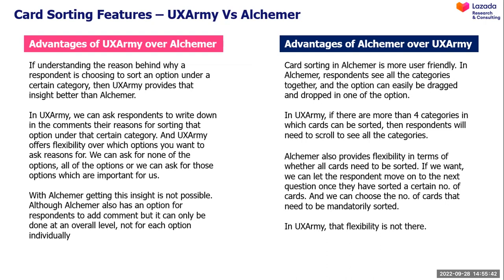In Alchemer, however, that option is there. So we can fix the number of cards that is mandatory to be sorted before they can move on. And we can choose whatever number. It can be 5 cards, it can be 10 cards. Or we can keep it so that they need to sort all cards. So that's up to us. So for small sample sizes, for studies which are primarily qualitative, which is where we mostly use UXArmy, it is still fine because we pay them heavily. So it is expected that they complete their tasks.